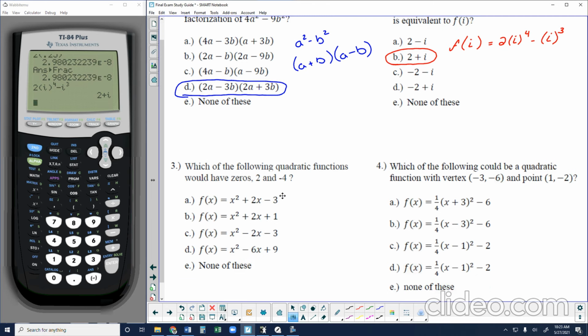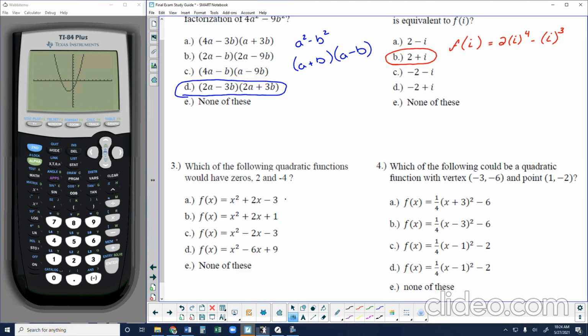It says, which of the following quadratic functions would have zeros 2 and negative 4? Well, there are a couple of ways that we could do this. We could graph these individually and take a look at their intersections on the x-axis. So let's go ahead and graph the first one. The first one would be x squared plus 2x minus 3, and I can hit zoom and go to 6 for my standard window, and see here this intersects at negative 3 and 1.